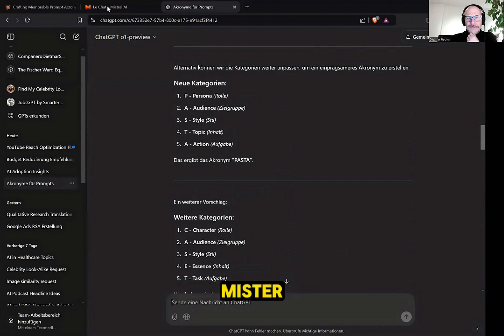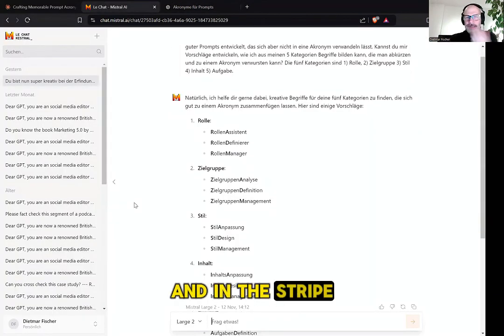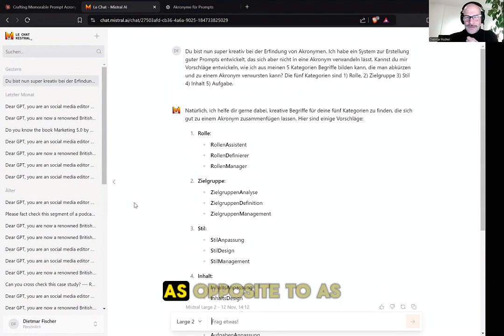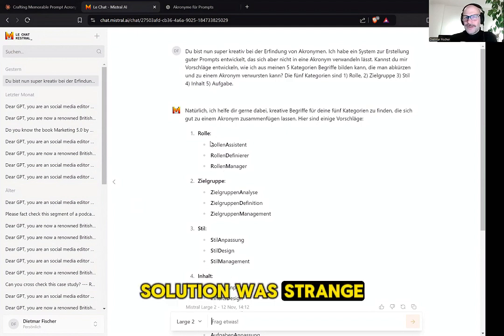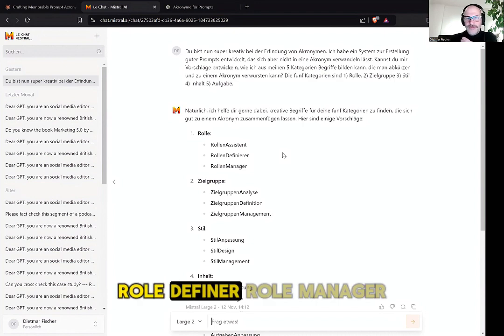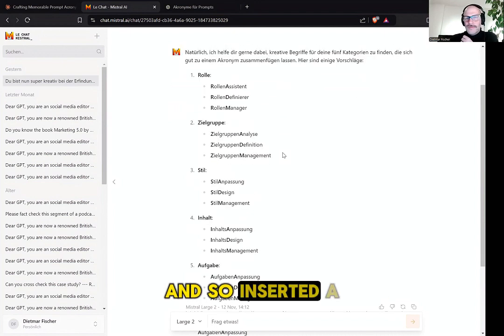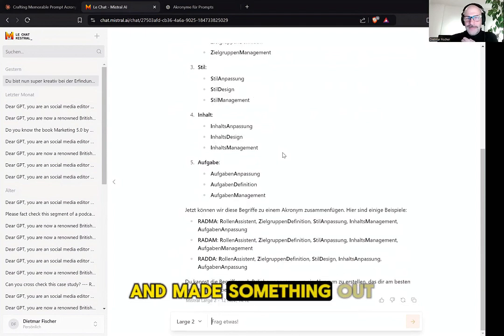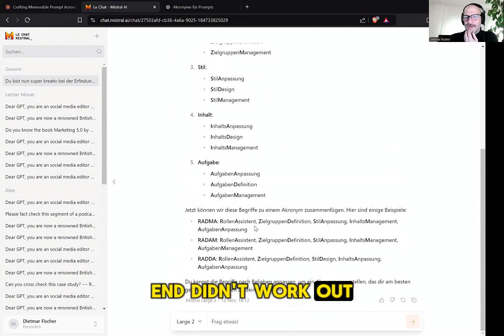So I went to Mistral, and in Mistral, he was kind of getting it from the first, as opposed to ChatGPT. He was getting it, but the solution was strange. The first thing is role or assistant, but then he made role assistant, role definer, role manager, and so inserted a lot of nice letters there and made something out of it, but in the end it didn't work out. So Mistral, I thought, oh, I don't go with Mistral.